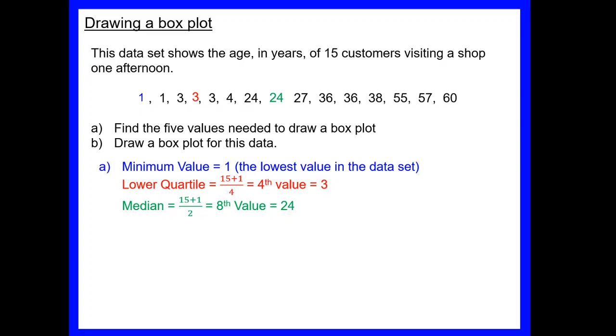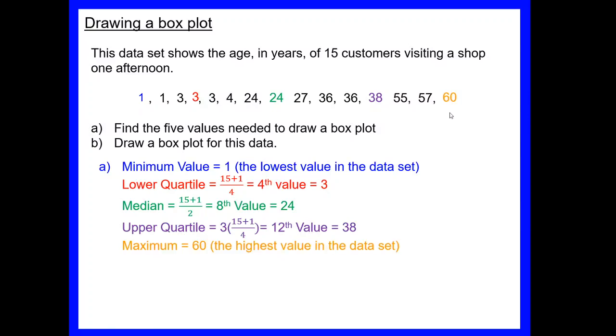The upper quartile, remember the upper quartile is 3/4 of the data. So our data, remember, is our 15 plus 1. So we need 3/4 of 15 plus 1, which is the 12th value. So 1, 2, 3, 4, 5, 6, 7, 8, 9, 10, 11, 12. That gives us the value 38. And finally then the maximum value is the biggest number in the list. So that's the one right at the end here. Our maximum value is 60.